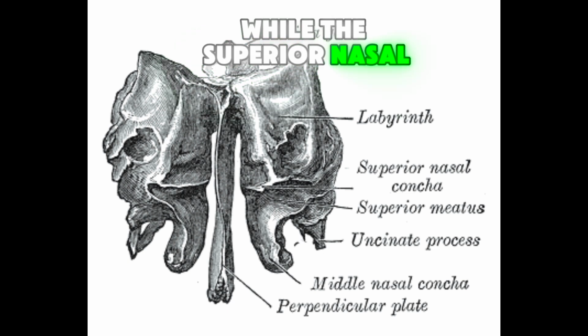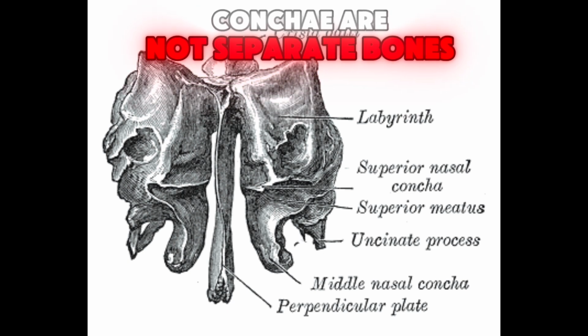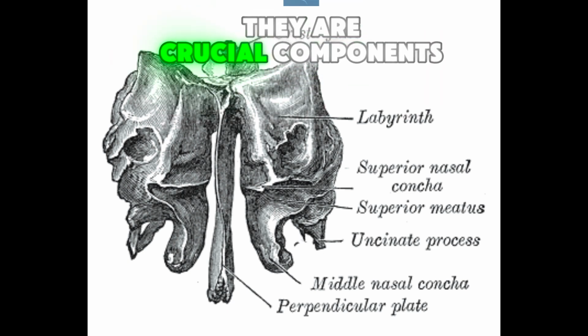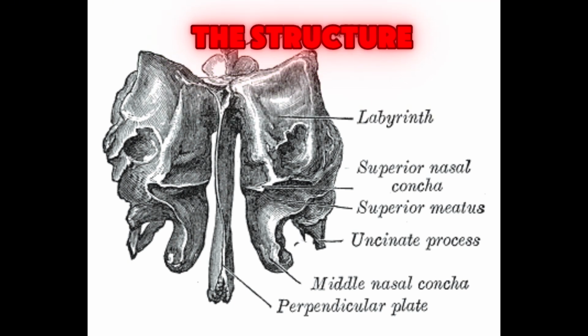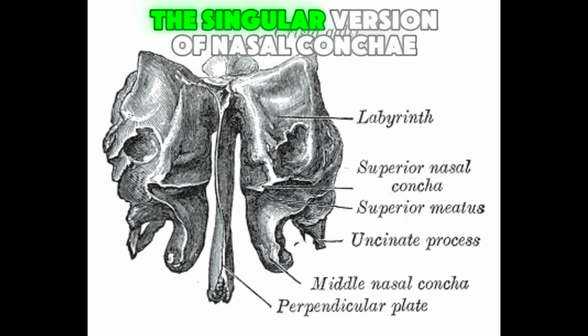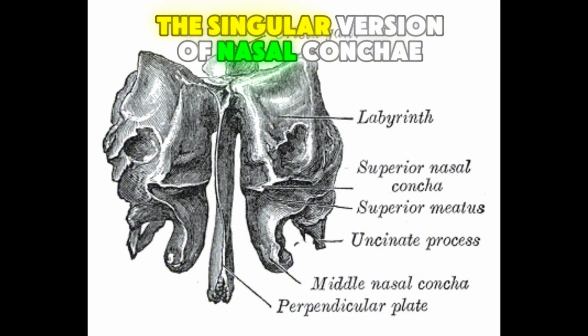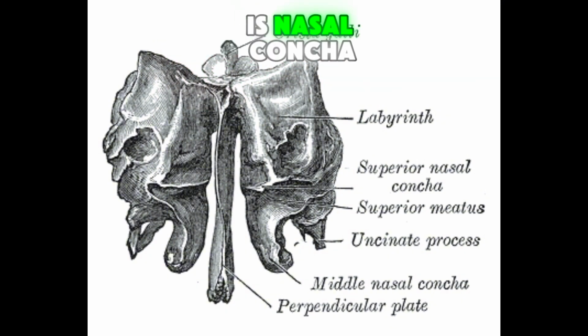While the superior nasal conchae are not separate bones themselves, they are crucial components of the ethmoid bone, playing a significant role in the structure and function of the nasal cavity. Singular version of nasal conchae or conchae is nasal concha.